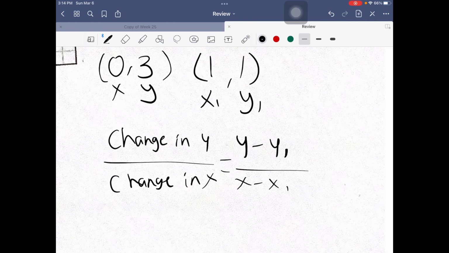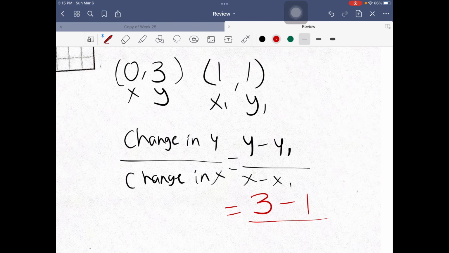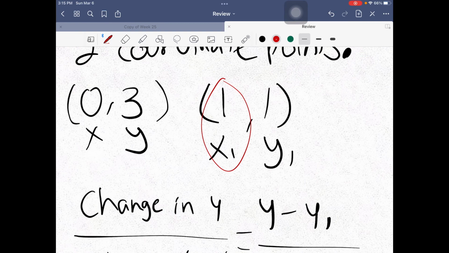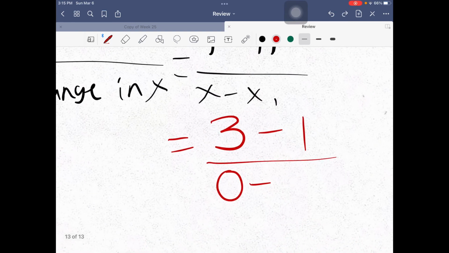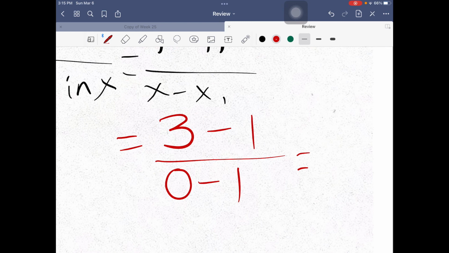So, if you take this into consideration, what's y? 3 minus y1. What is y1? 1, over, what is x? 0 minus, what is x1? 1. So 0 minus 1. What's 3 minus 1? 2. What's 0 minus 1? Negative 1.